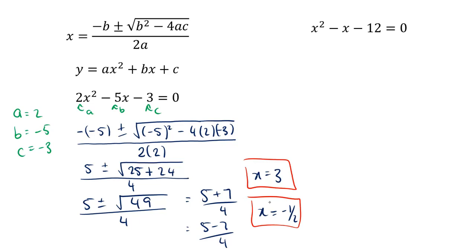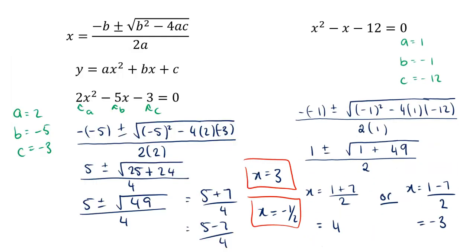Okay, if you have an answer, hopefully you have done something like this. So in this case, we have a is 1, b is -1, c is -12. You work your way through, and then you should get values of x is -3 or x is +4.